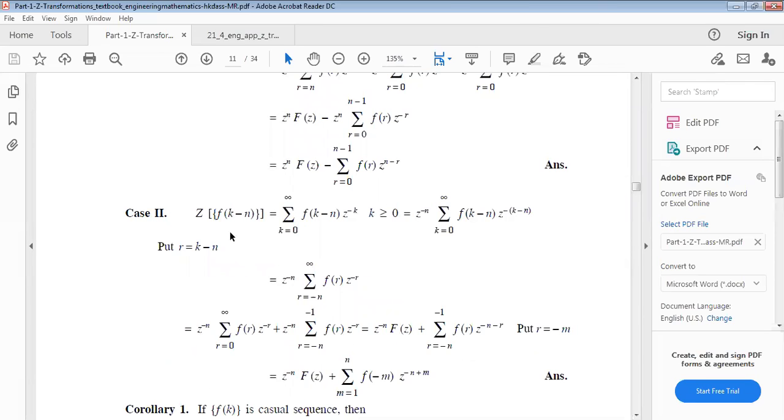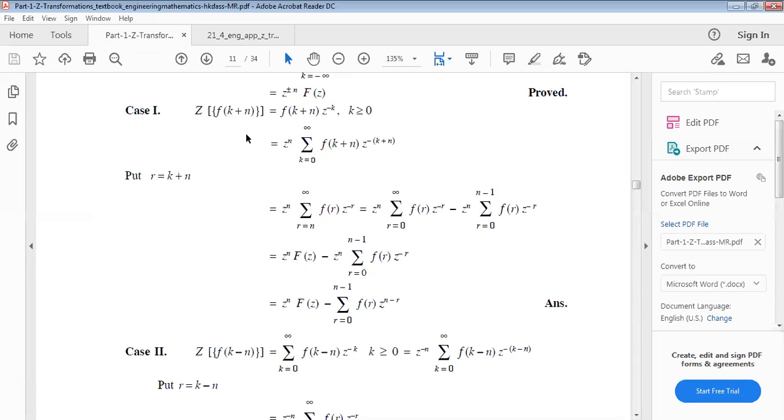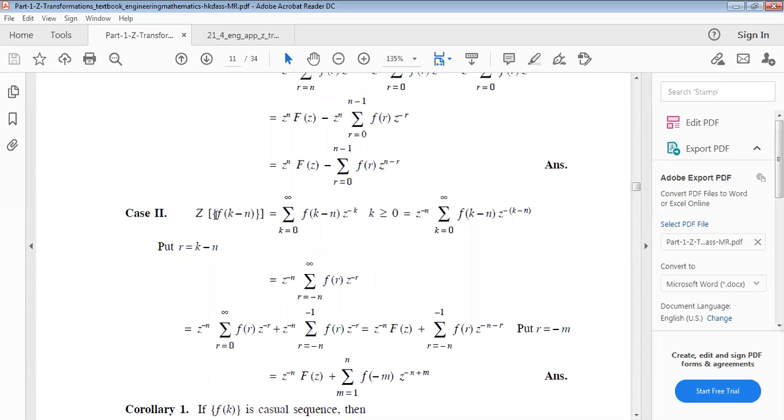Similarly, for case 2, we can write, if we input k minus n, whereas before it was k plus n. Proceeding in a similar way with k minus n, we get z to the power minus n, with r equals minus n to infinity of f of r z to the power minus r. This summation can be divided into two parts: one is 0 to infinity, plus the other from minus n to minus 1.